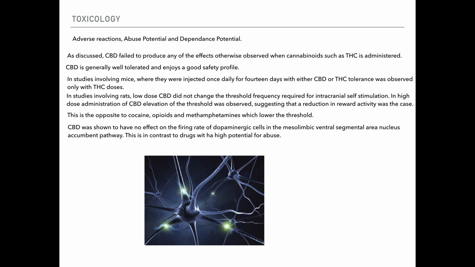When they administer things like cocaine, opioids, methamphetamines, it lowers this threshold, whereas when we administer CBD, it elevates the threshold, and this therefore shows that there is a reduction in reward activity when you administer CBD, unlike cocaine and opioids and methamphetamines, etc., which means that there is a very, very low abuse potential and/or dependence potential associated with the use of CBD. CBD was shown to have no effect on the firing rate of dopaminergic cells in the mesolimbic ventral tegmental area nucleus accumbens pathway. This is in contrast to drugs with a high potential for abuse.